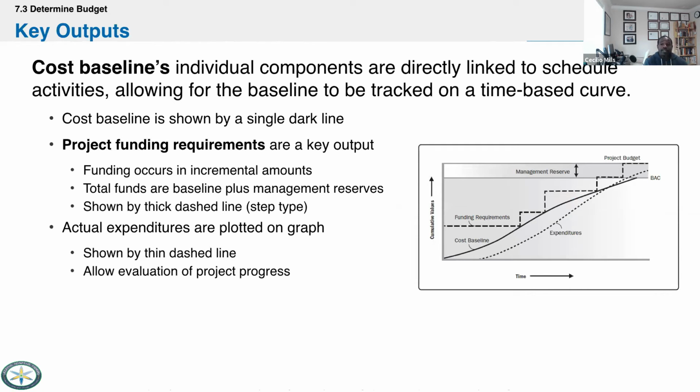So the cost baseline can be directly linked to the schedule activities. It may not be, but it can be, and it allows you to track it. This is what they consider an S curve. You start spending money and then it flattens out as you go along. As we get to earned value management, you can see your budget at completion. You can have estimates, and you can use this diagram to show many different things. You see the funding requirements, and this may come incrementally. You may not get all of your funding at once. So funding can happen in incremental amounts. And you see the management reserves, whatever that number is, that added to the baseline becomes the project budget.